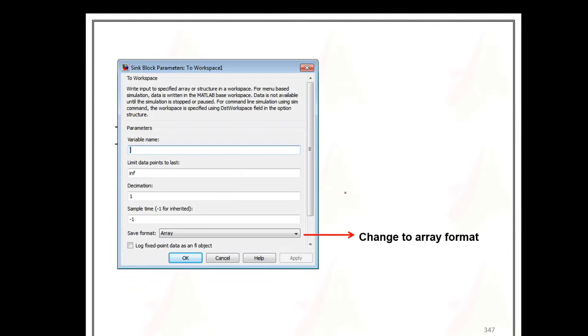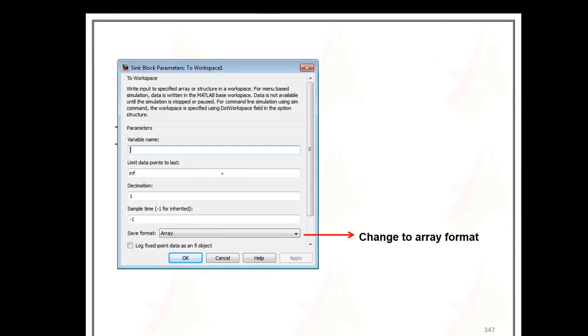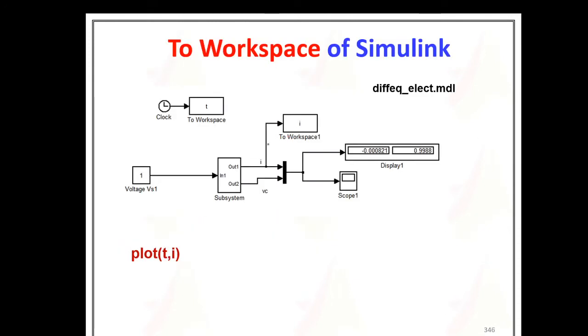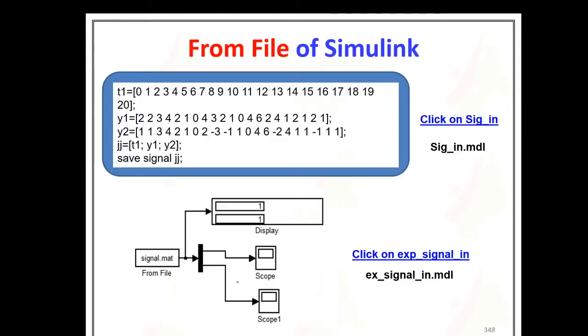Okay, so another one, To Workspace. What is the meaning of the workspace? I am storing it in variables. You can see the outputs are stored in I, which is considered as one matrix, in which the variables are stored. If you double click this one, you can give the variable name. Then you can choose the save format also. Better you can store it in array. So what is I of 0, I of 1, I of 2, I of 3, I of 4, I of 5, something like this. Now from file to Simulink.